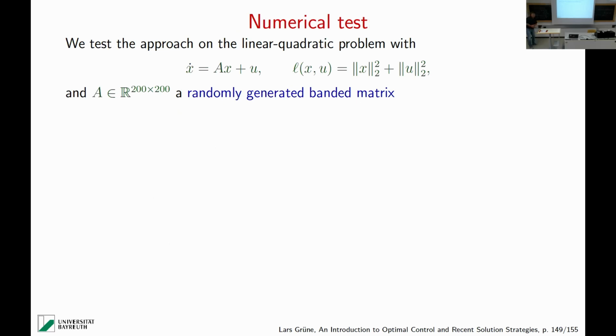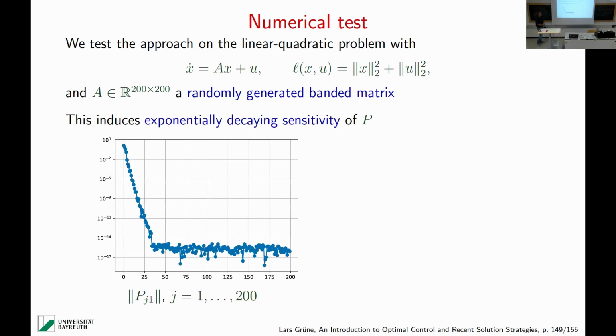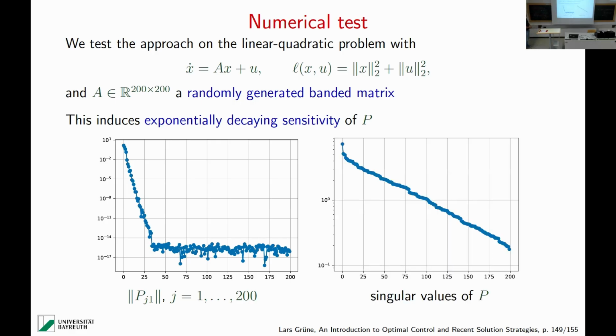Okay, let me show you a numerical test. First, we do something randomly generated. We randomly generate A as a banded matrix, and the band structure, of course, determines how much interconnection we have between subsystems. First, we check whether we really have exponential sensitivity. We just use MATLAB to compute this PJ1 matrix, and you see it goes nicely down on this logarithmic scale to machine accuracy, and then of course it deteriorates. So it's perfect up to machine accuracy: exponentially decaying sensitivity.